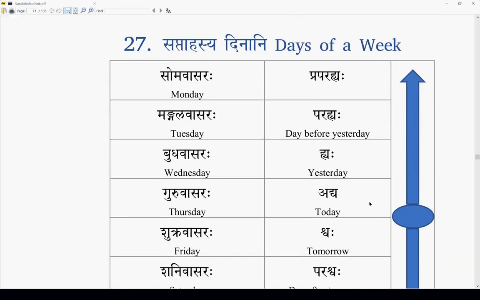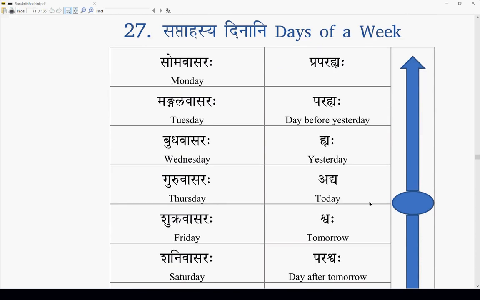Okay, so let's turn to something more fun. Saptahasya dinani. Saptaha is week.